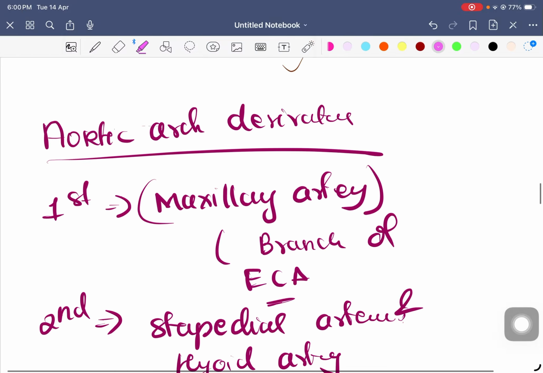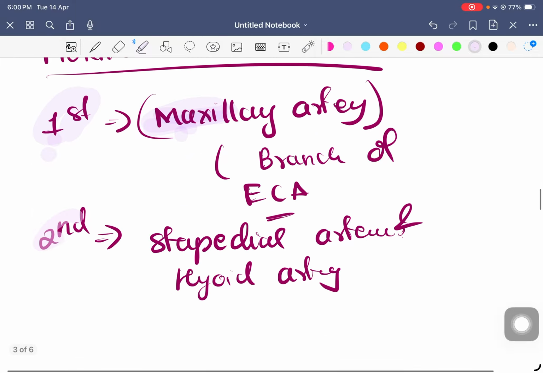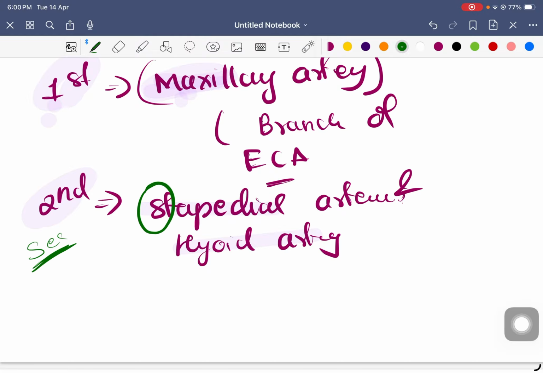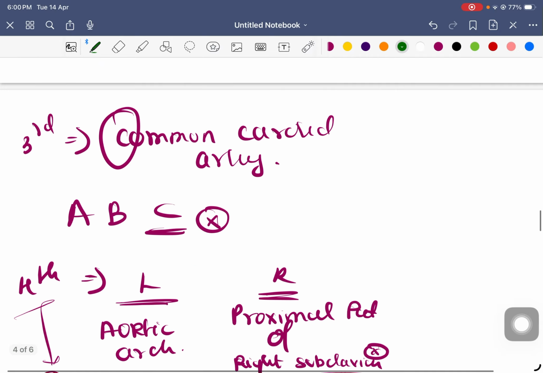How can we remember this? The first one, it is maxillary. Remember it as first. Whatever we do, we have to maximize in it. So the first one is maxillary. The second aortic arch is the stapedial artery and hyoid artery. Here we can remember it as second, so S, it starts with S.